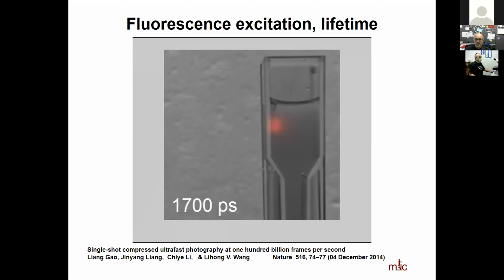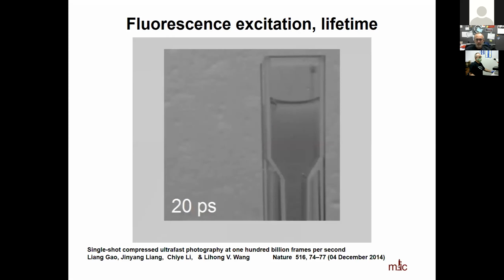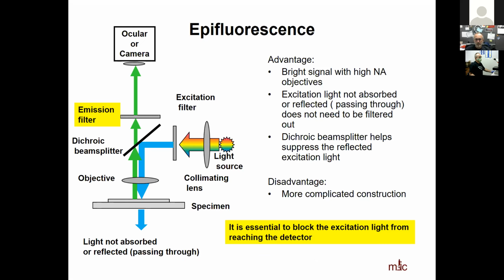So now we know what fluorescence is, and so how is a typical fluorescent microscope designed? Nowadays the most common is so-called epifluorescence, and this is where the excitation light is coming through the objective to illuminate the sample, and then we also collect the fluorescent photons of the fluorescent signal through the objective.